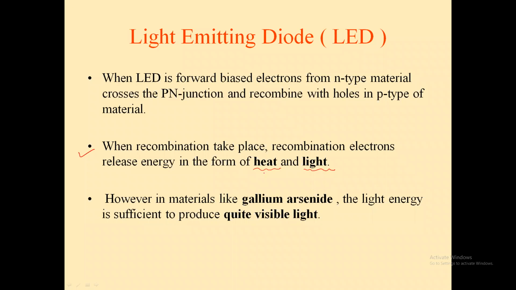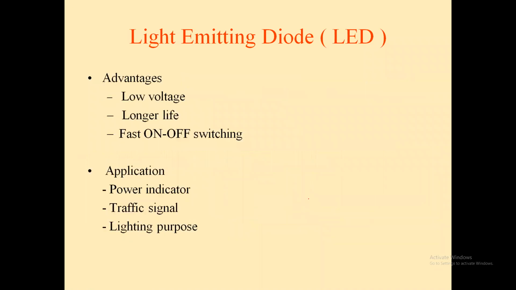In a PN junction diode, only heat energy is released. But in an LED, heat and visible light are emitted due to the recombination of electrons when it is connected in forward bias. It means that an LED always emits visible light, and it is always connected in forward bias. Get it my point? Now these are a few advantages and applications of an LED.